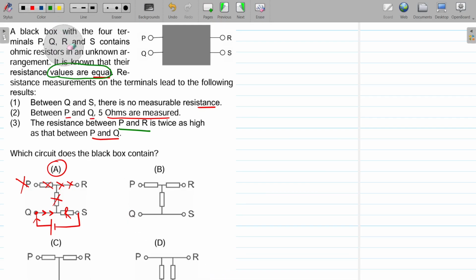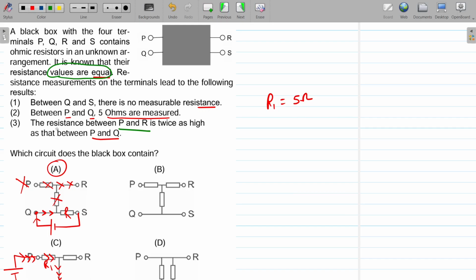Okay, let's check the third option. Again the first condition: between Q and S there should be no measurable resistance. If you apply the cell between Q and S, the current will flow from Q to S, and you will have no measurable resistance. Similarly, the second condition: between P and Q, 5 ohms are measured. If you apply a cell between P and Q, current will start flowing like this. It will go here. So this was R1, and according to the question, this R1 should be equal to 5 ohm.